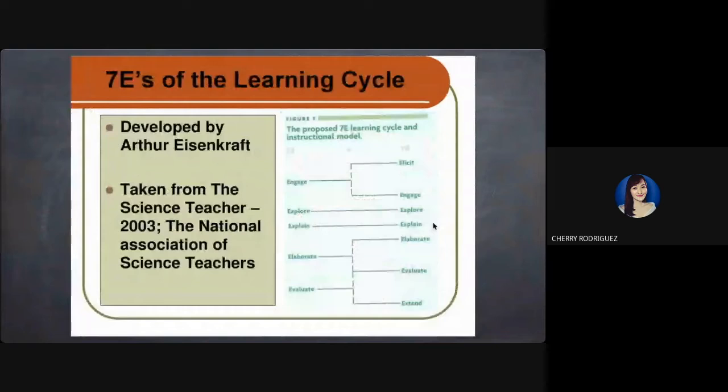So the 7 E's of the learning cycle was developed and emphasized by Arthur Eisencraft, taken from The Science Teacher, 2003, of the National Association of Science Teachers, where they expand the 5 E's model. So the engage part becomes two, elicit and engage. Then explore, explain, elaborate, evaluate, then extend. So the evaluate part also jives in this particular phase of the 7 E's.